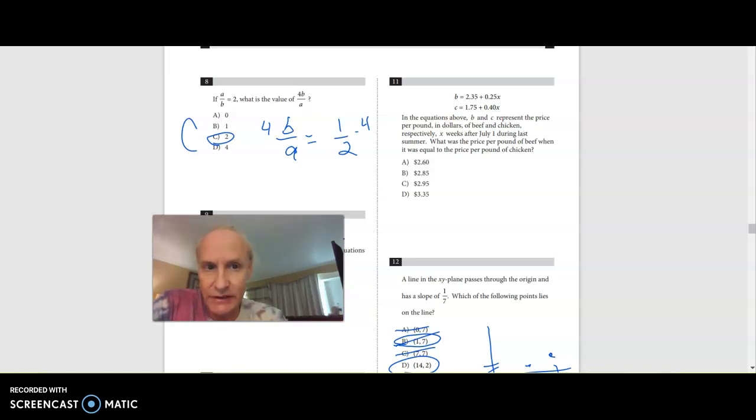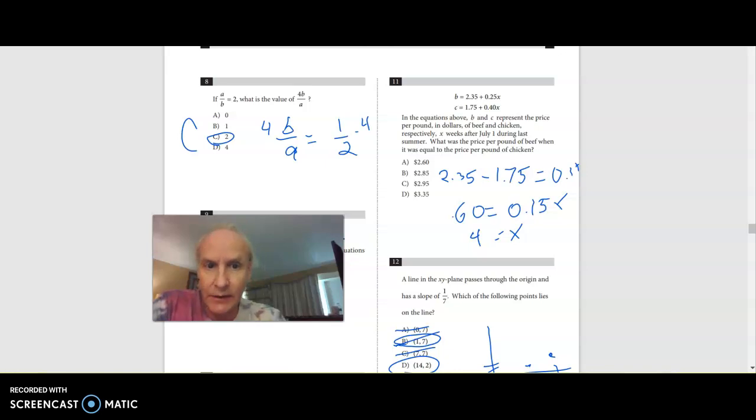We're going to just do substitution, and we end up with 2.35 minus the 1.75. I'm setting them equal to one another and then subtracting the 0.25 on both sides and subtracting the 1.75 on both sides, and I get 0.15x is equal to, when I subtract these, it looks like I get 60. So x is equal to 4. So this is 4 weeks when it occurs, when the price is the same.